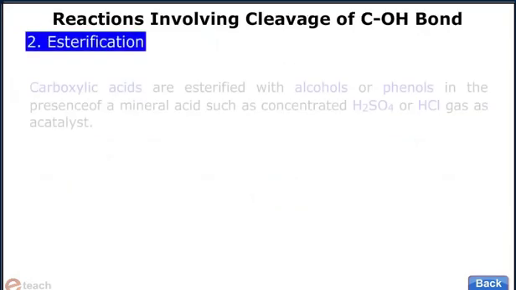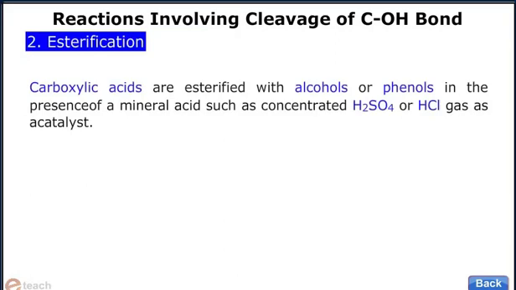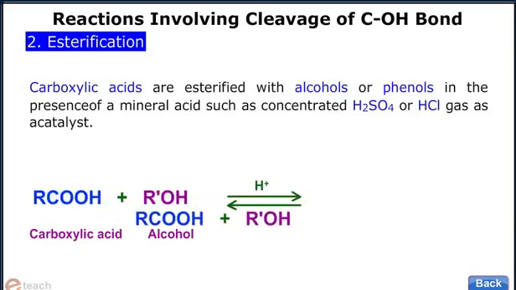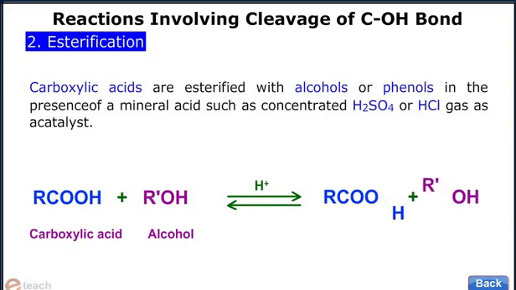Esterification reaction. Carboxylic acids are esterified with alcohols or phenols in the presence of a mineral acid such as concentrated H2SO4 or HCl gas as a catalyst. For example, the reaction R-COOH plus R-OH reversible in presence of H⁺ gives R-COOR plus H2O, where RCOOR is ester.